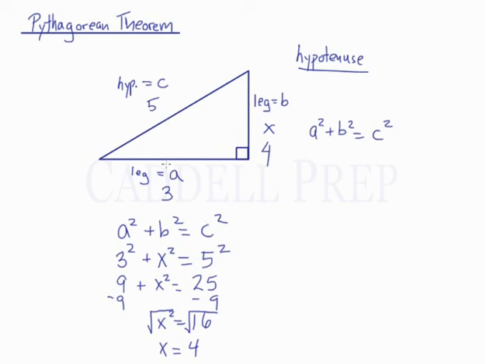So in a right triangle, if you have the measure of any two of the sides, you use Pythagorean Theorem to find the other measurement. Just always make sure that you put the hypotenuse as c, then either leg could be a or b. It doesn't matter which one you pick as a or which one you pick as b.